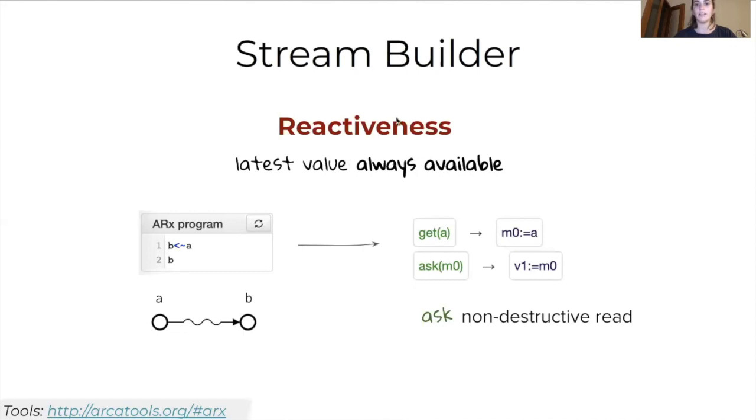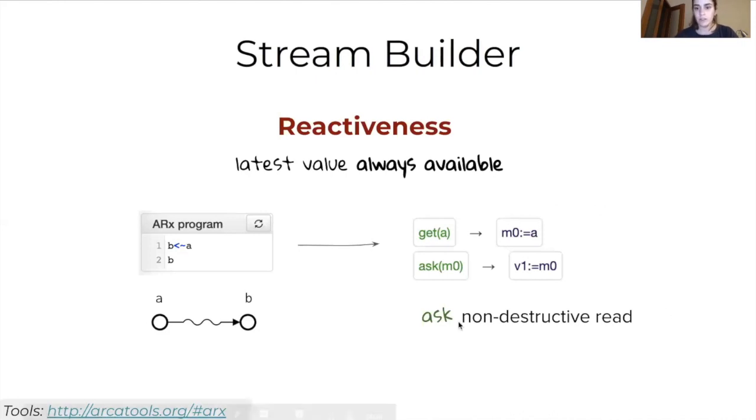So we said that we have the reactive constructor, the squiggly arrow. So we have to accommodate reactiveness in our stream builders. Here we have a reactive stream builder A being assigned to a stream B, and then B is being outputted. So this is the architectural representation of this program. This means that any value from A is going to be buffered before being sent to B. And this buffering implies that B can always access the latest value read from A.